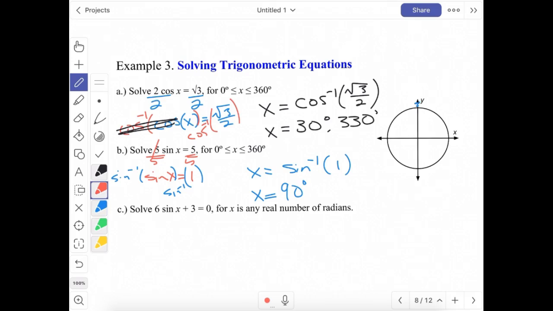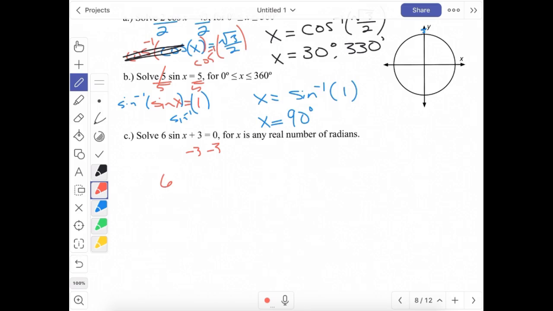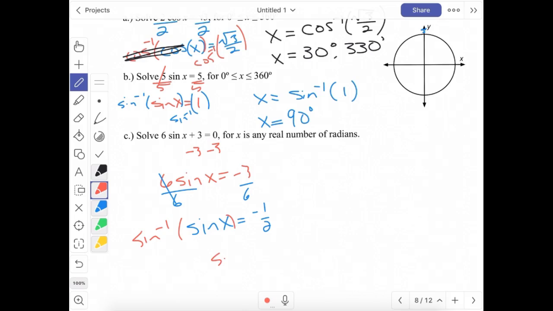Then the last one, it's going to take a little bit more solving. That's okay. Subtract 3, subtract 3. And then we would divide by 6 and simplify. So we have sine of x equals negative 1/2. Again, we would do sine inverse of both sides because I'm dealing with a negative sine value.